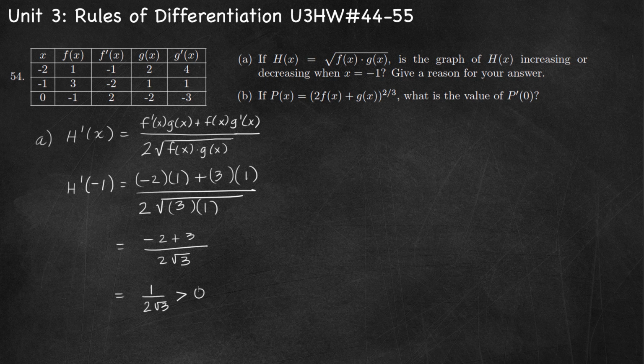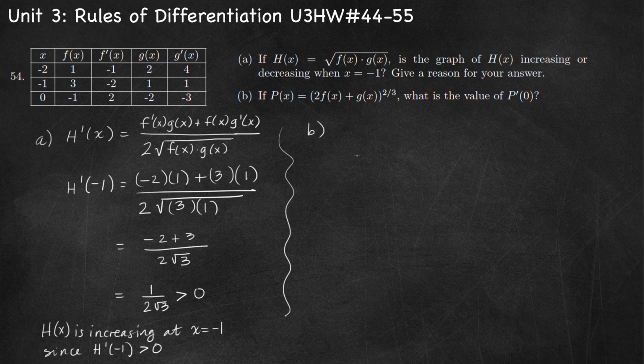And that is greater than 0. Since the derivative is positive, we know h is increasing. So h of x is increasing at x equals negative 1, since h prime of negative 1 is greater than 0.